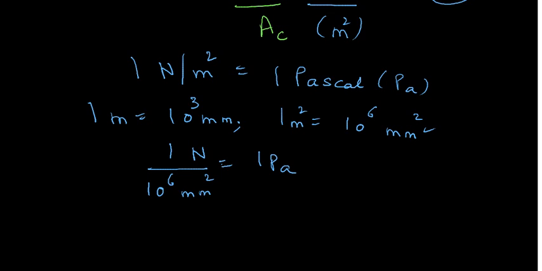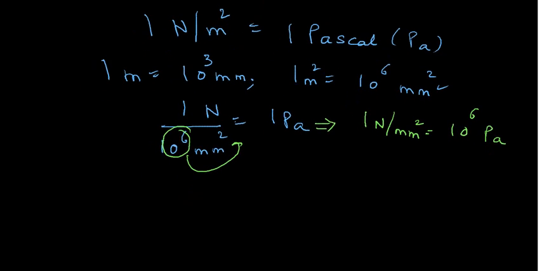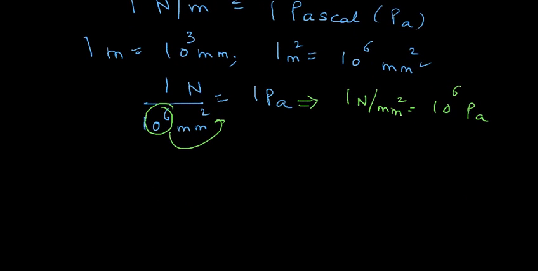Now you take this value and shift it on that side. So you will get 1 Newton per millimeter square is equal to 10 to power 6 Pascal. Okay, now what is 10 to power 6? 10 to power 6 is mega. So a quantity expressed as 10 to power 6 can be termed as mega. This means 1 Newton per millimeter square is more commercially popular as megapascal.